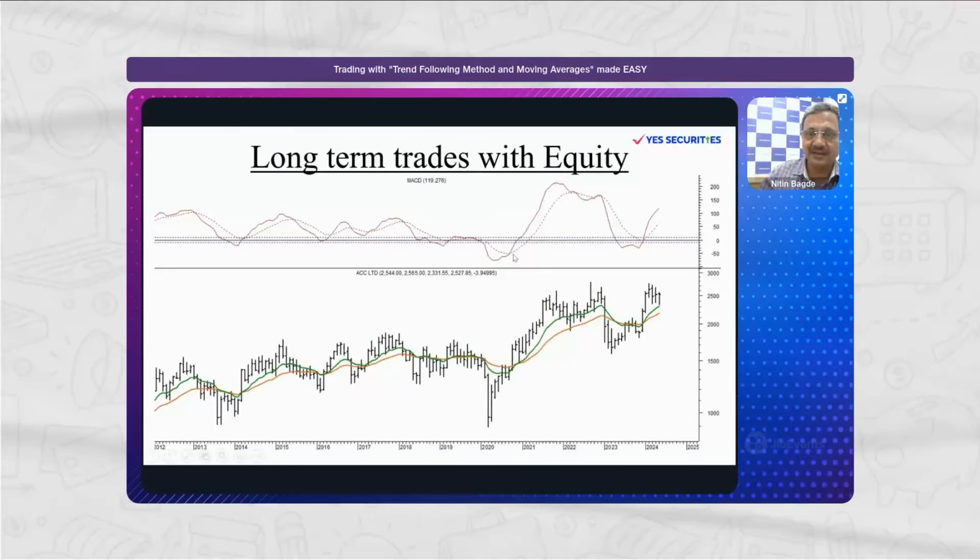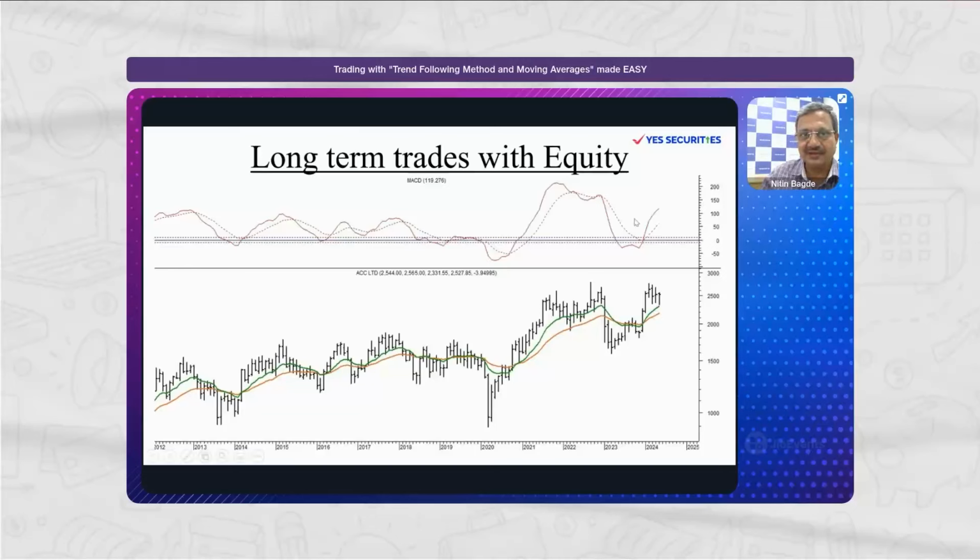Again here the crossover has happened below zero, and see the rise it has given. Thereafter, the divergences are also visible on MACD. You see this high here. This high is higher than the previous one on the price chart, but here the high is a lower high. So this is a divergence. This indicates that momentum is reducing, and once momentum starts reducing, it increases the probability of a correction or a fall.